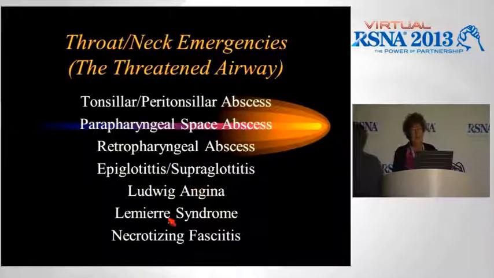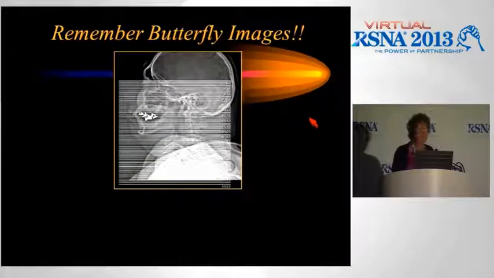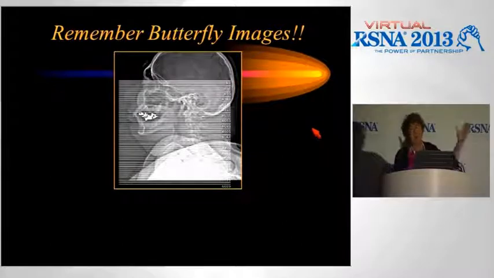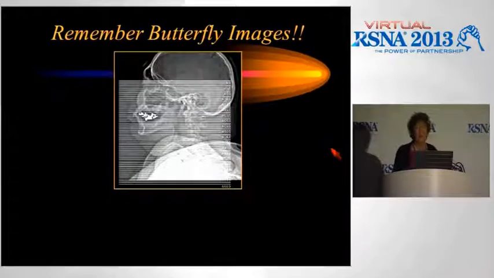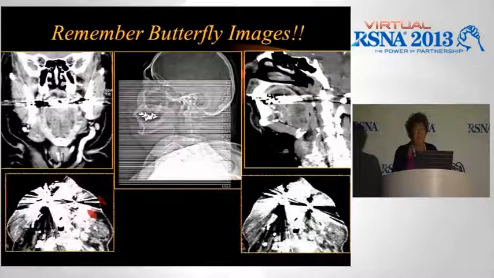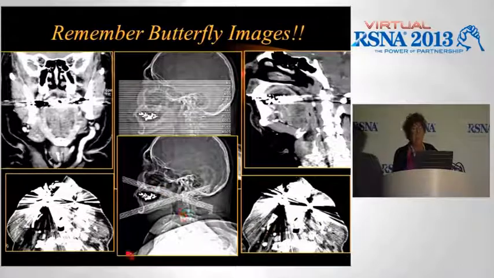I'm going to cover these as much as I possibly can in the time allotted. So I want to make a comment about butterfly or angled images. We scan all our patients at 0 degrees because that way we can do sagittal and coronal reconstructions. But in patients that are full of metal in their mouth, you get something that looks like this, particularly on the axial images, in which you can't see anything back here in the peripharyngeal space or the peritonsillar space. So you want to do angled images around those amalgams.